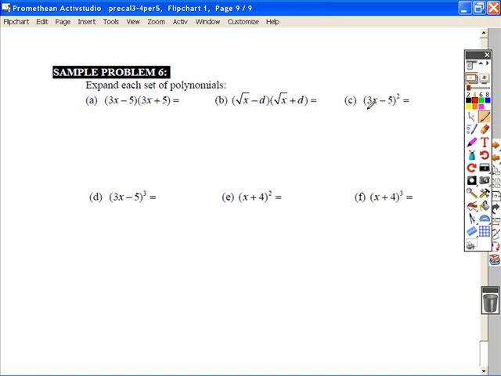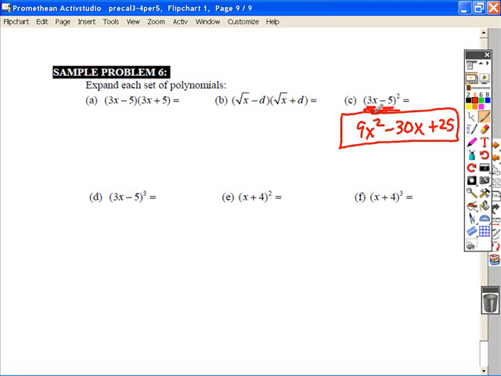If we were taking problem C, and we have a binomial square, the pattern is the first term squared, so if we square 3x, square the 3, square the x, then we take the product of these terms. 3x times a negative 5 is negative 15x. If you double negative 15x, you get negative 30x. And then you take your last term, negative 5, and square it. Negative 5 squared is positive 25. Right? And so those would be the patterns that you would use.